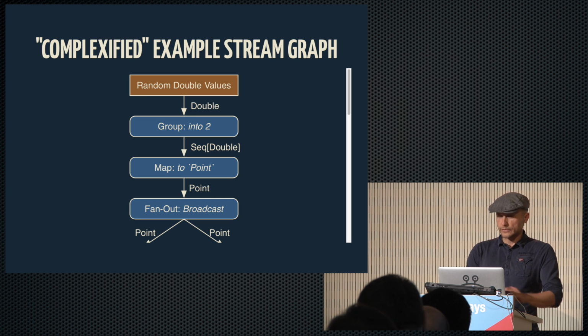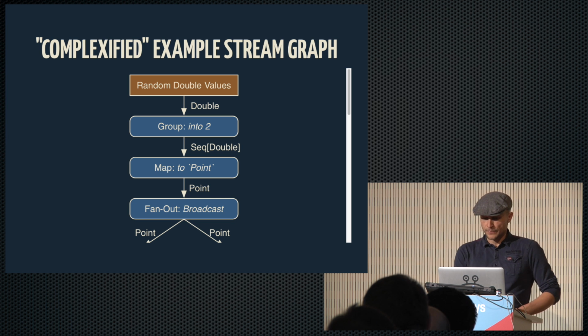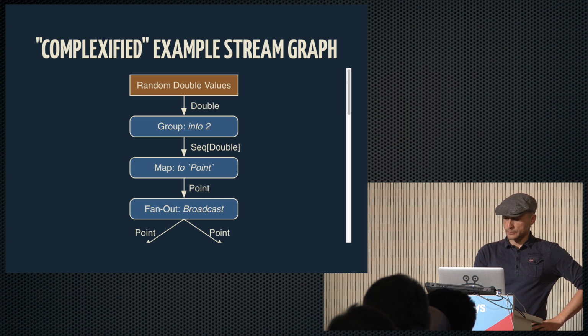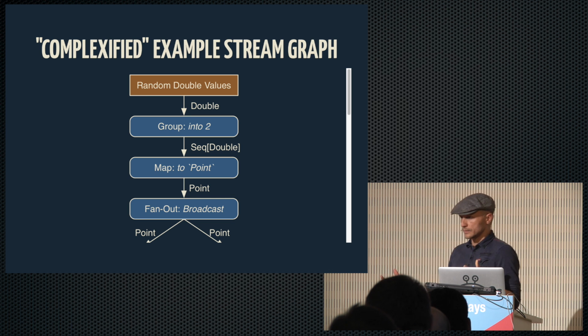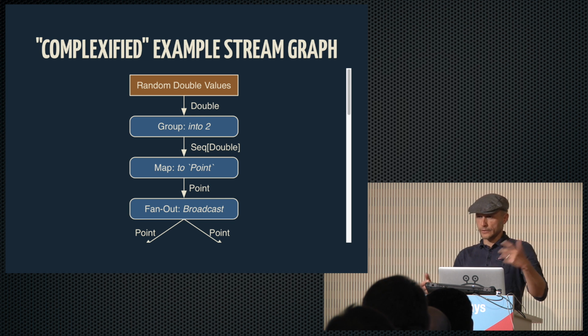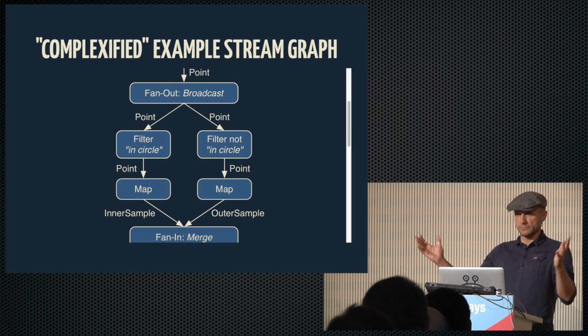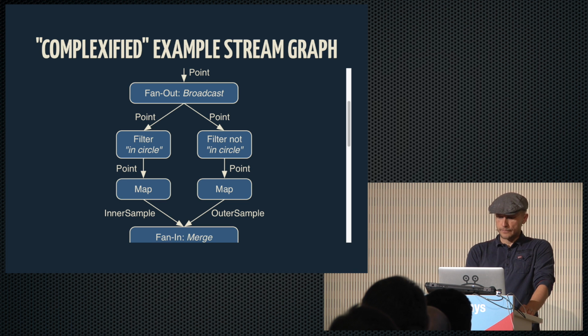OK, so this is the translation into a stream graph. We start by generating random double values, an infinite stream of random doubles. So the elements that come out of here will be doubles. Then we do a group into two, so the stream elements will be a Seq of doubles. Then we can map to a Point, which is a case class. So now we have a semantic value with x and y values, the point inside the unit square. And then we do a fan out.